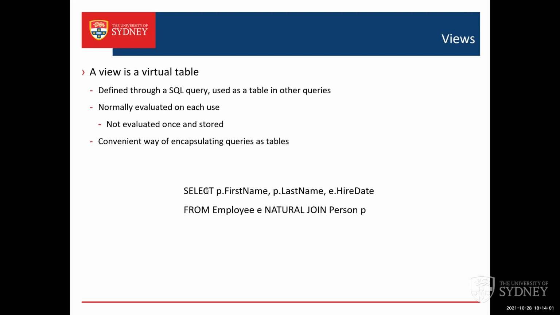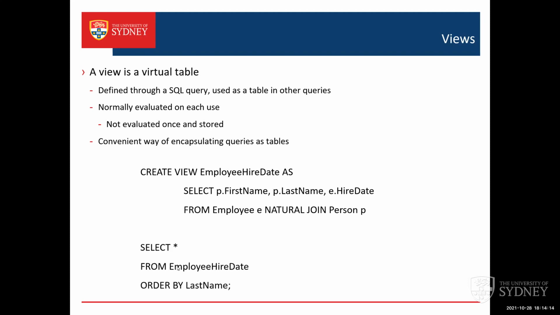Let's say we have a query like this. We know how to create a view: we write the command create view, then any name that you want to keep for the view, and then the as keyword. Next time, if we want to use this view, we can simply use it as a table name, the way you use a table name such as employee hired date in the from clause.